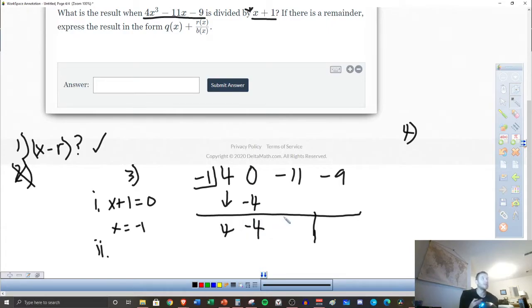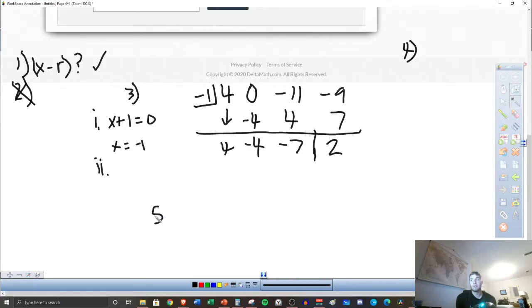Then we just repeat this until the synthetic division is complete. So we multiply those, we get 4. Add them together, we get -7. Multiply, we get 7. Add them, we get 2. So our synthetic division is done.